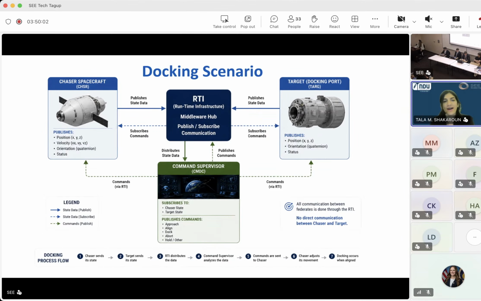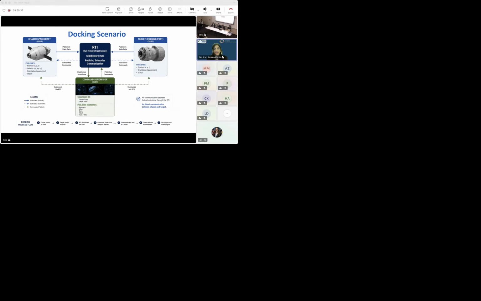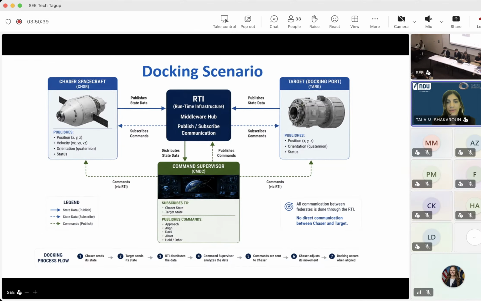Thank you, Adib. Hello, everyone. I'm Tala, and I'm going to go over the docking scenario in our simulation. To begin with, all of our federates communicate through the RTI using a publish and subscribe mechanism. The chaser publishes its position, velocity, orientation, and docking status, and the target publishes its position, orientation, and docking port status. On the other hand, the command supervision subscribes to both of these state updates. It receives the data through the RTI, analyzes the relative distance, alignment, velocity, and docking readiness, then decides what should happen next. After that, the supervision publishes commands back to the RTI.